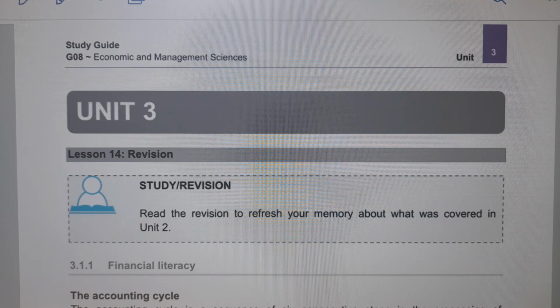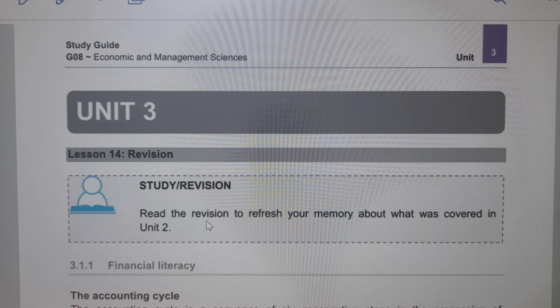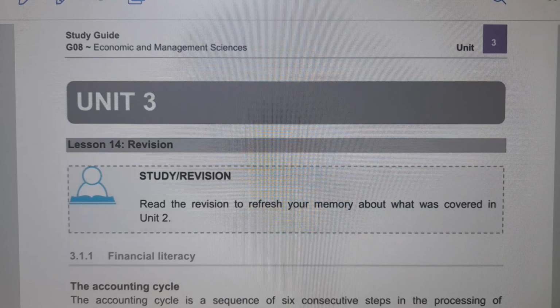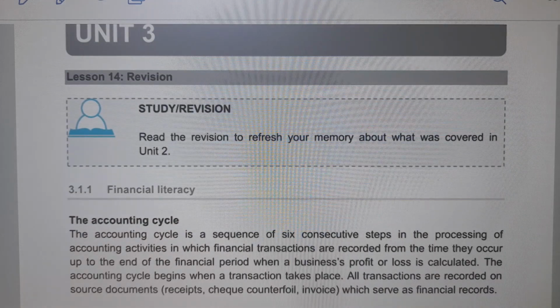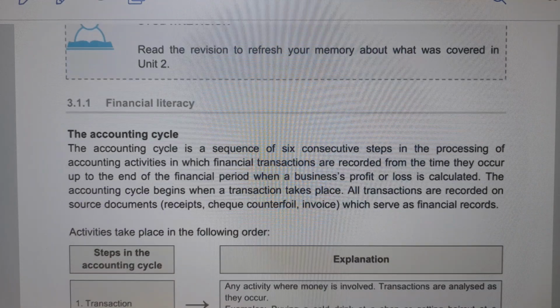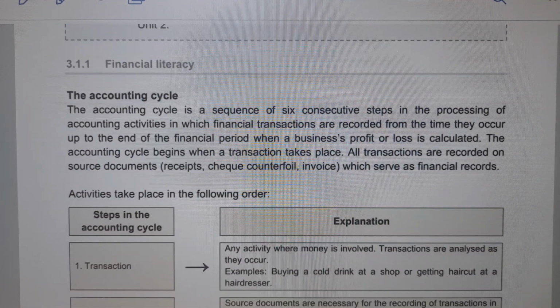So I will go very fast on revision, which is what we have already covered in term number 2. Okay. And they say read revision to refresh your memory about what was covered in term 2 or in unit number 2. This is on page 97 of your textbook. Okay, so we have covered financial literacy, and under financial literacy we have looked at the accounting cycle.